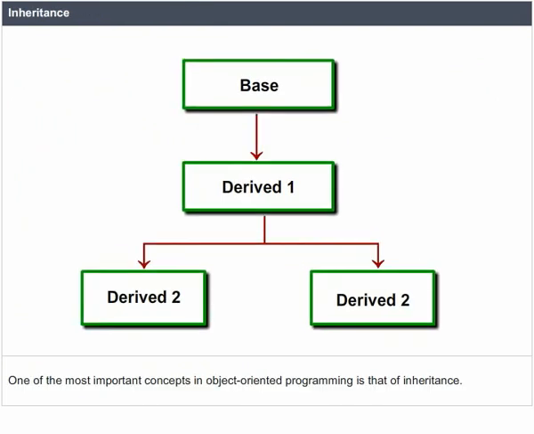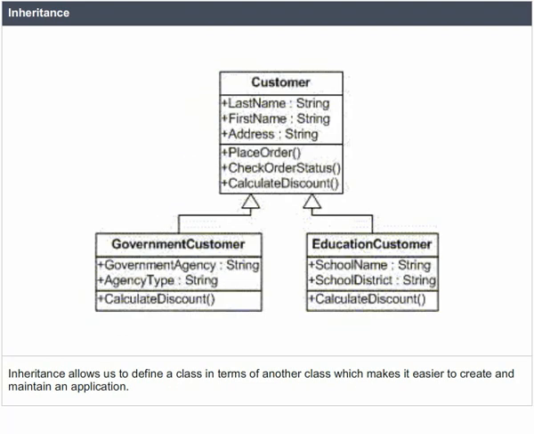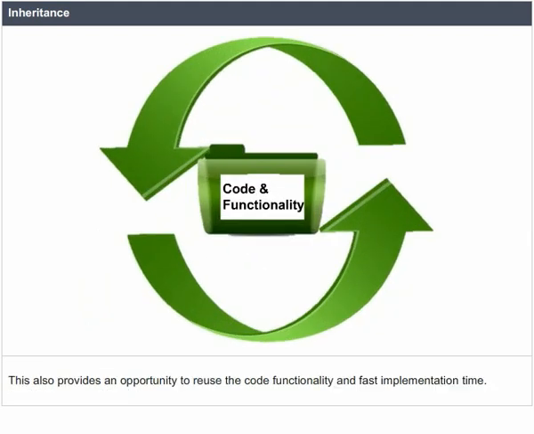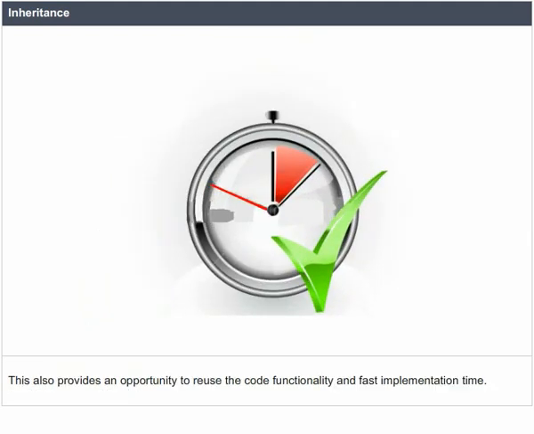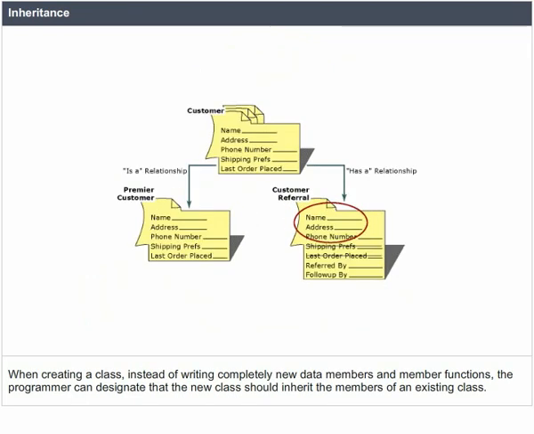Inheritance. One of the most important concepts in object-oriented programming is that of inheritance. Inheritance allows us to define a class in terms of another class, which makes it easier to create and maintain an application. This also provides an opportunity to reuse the code functionality and fast implementation time.